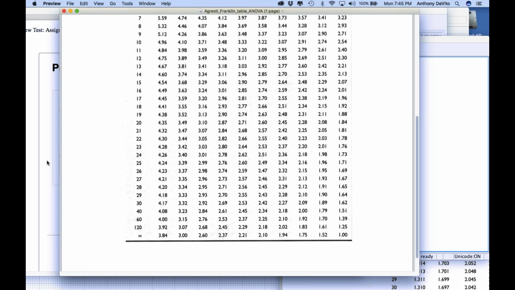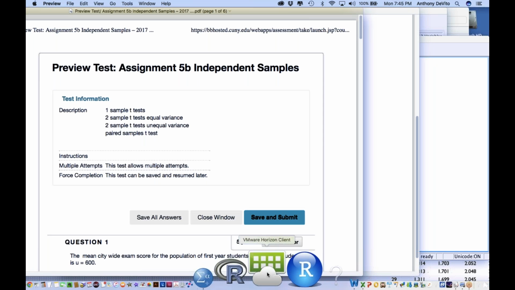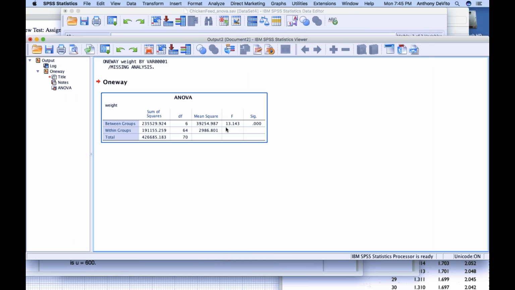Okay, so you can see that I went way beyond what I needed in terms of my F statistic. It's much bigger than 2. And as we would expect, our significance, p-value, is less than 0.05, so I can reject my null hypothesis. Well, what was my null hypothesis anyway? Okay, let's take a look at that.